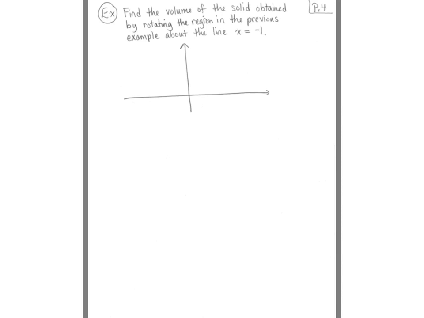Now for the next example, we're going to find the volume of the solid obtained by rotating the region in the previous example about the line x equals -1. So again, remember what we had in the previous example: y equals x and y equals x squared.